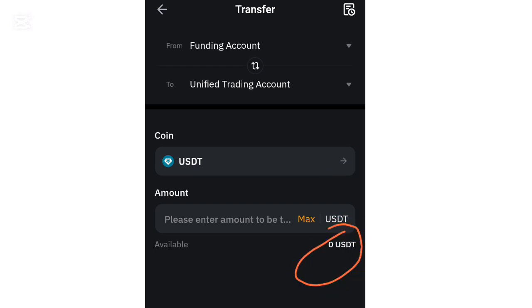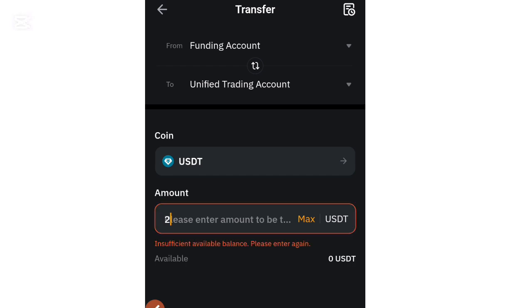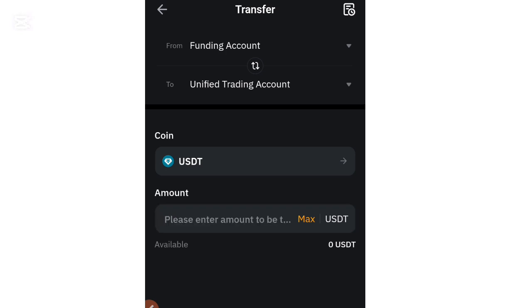So if you want to transfer all the money, you just click on maximum. But if you want to transfer just maybe 10% of the money, 20% of the money, you can just input it here. You input the amount. You can type the amount, maybe 20. You can see it says insufficient available balance, right? But if you want to transfer everything, just click maximum.